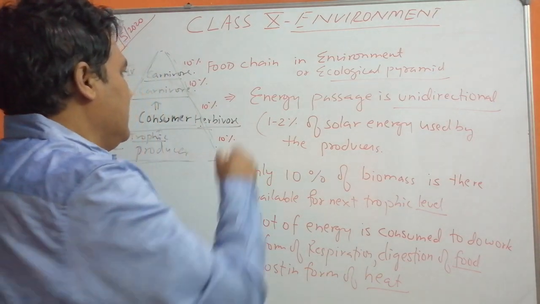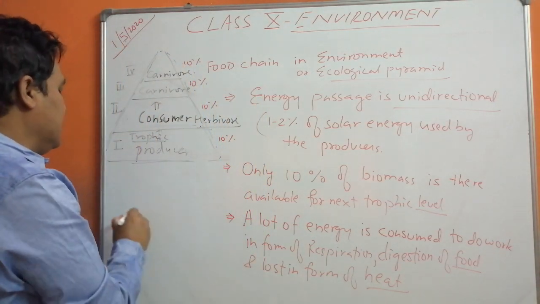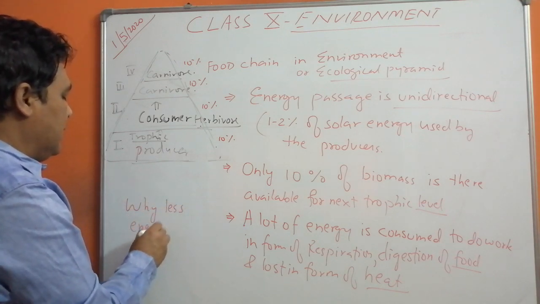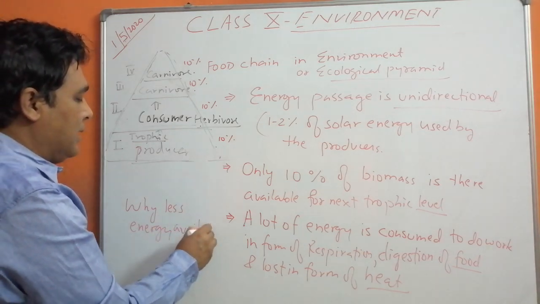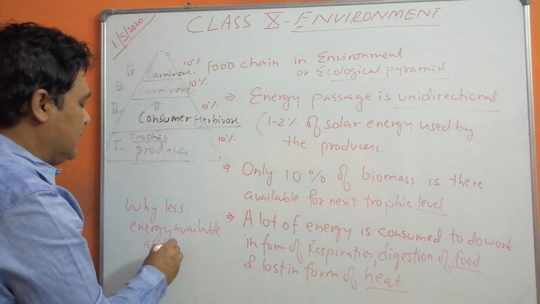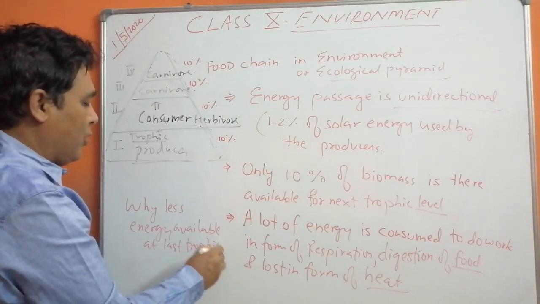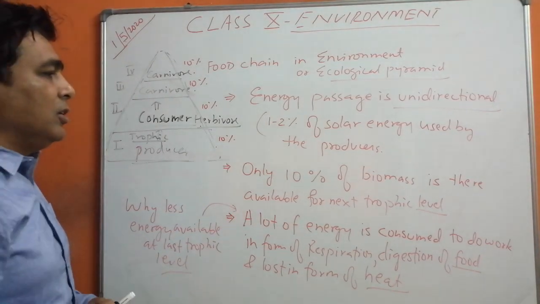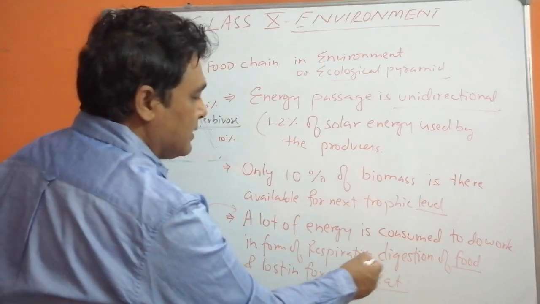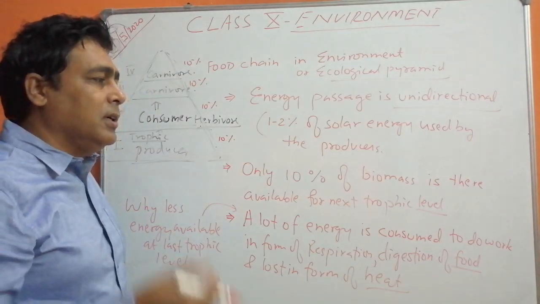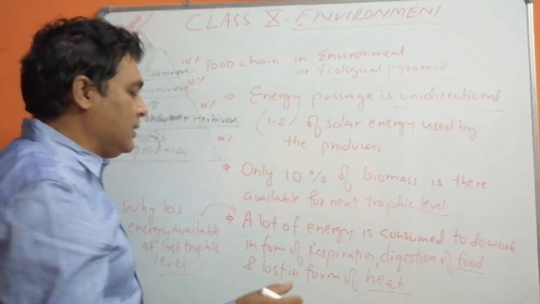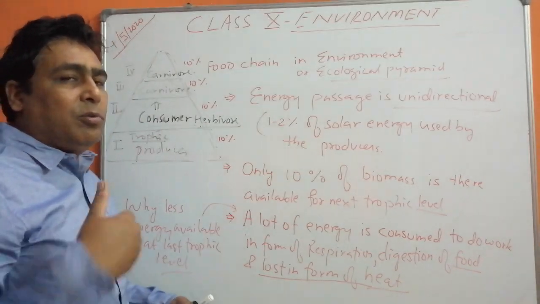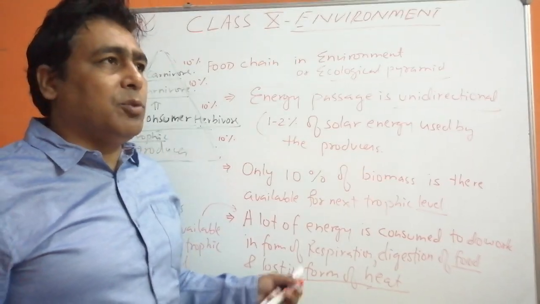So children, here the question is why less energy. Now the question comes, why is less energy available at the last trophic level? The answer will come from here. A lot of energy is consumed to do work in the form of respiration, digestion, growth, movement, and many other things that I have not taken here, and it is also lost in the form of heat. So we also lose energy in the form of heat to the atmosphere.